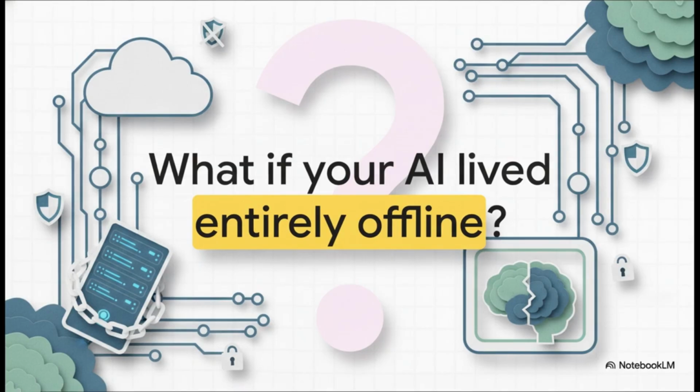So think about this for a second. What if your AI lived entirely offline? Imagine an AI ecosystem that operates completely independently of cloud APIs. It runs securely and privately on hardware that you actually own. There's zero data being sent to third-party servers, no sudden, unexpected updates to the model you rely on every day, and you have complete, 100% sovereignty over your information. That is the fundamental premise driving the project we're exploring today.